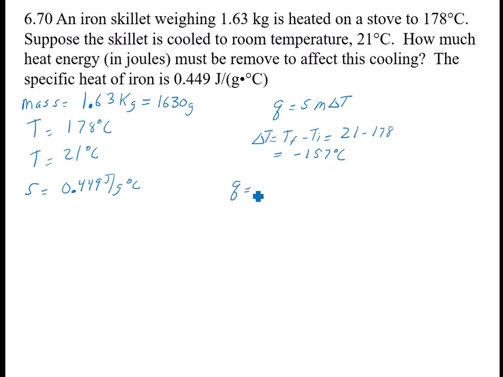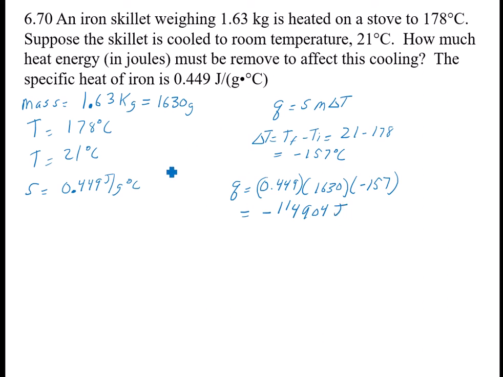So Q is equal to 0.449 times my 1,630 times my negative 157. And when I multiply all three of those together, I get a negative 114,904 joules. And it does tell you that it wants the answer in joules.